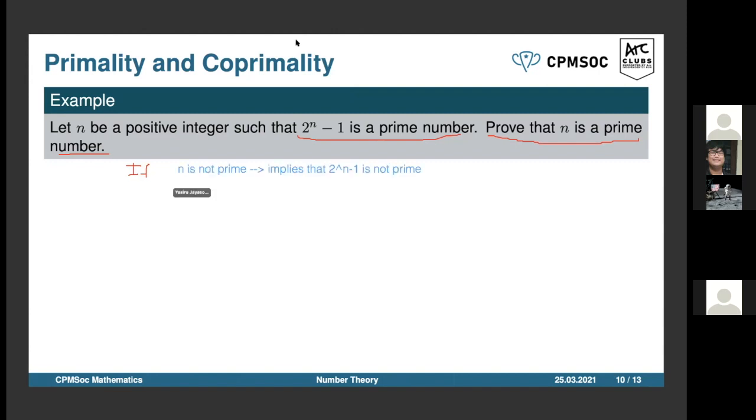So the contrapositive is if n is not a prime number, then we have to somehow prove that 2 to the power of n minus 1 is not a prime number. And the reason the contrapositive is useful in this question is because if n is not a prime number, we can immediately deduce that we can write n as the product of 2 integers that are at least 2.